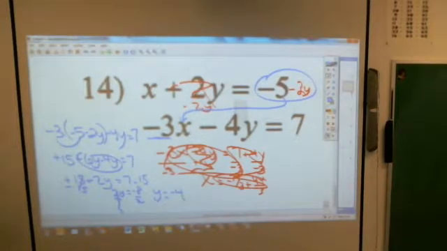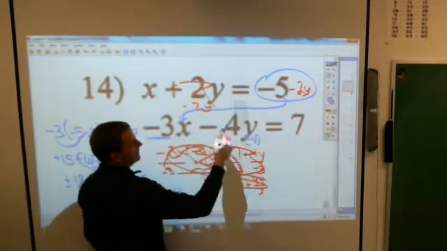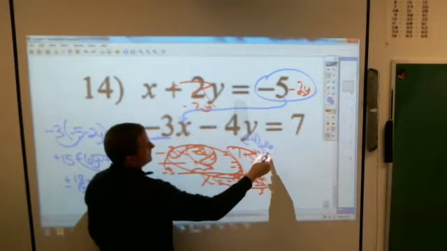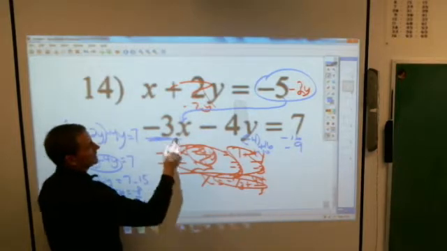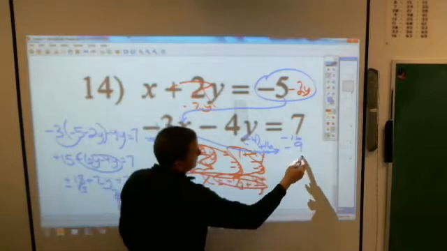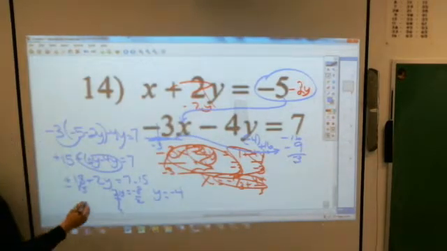And then you just put y into any of the equations. Let's put it in right here just for fun because it's a wide open space. Negative 4 times negative 4 is positive 16. Subtract 16 to get it over here. I get a negative 9. Negative 3x equals that negative 9, so you divide by negative 3. Looks like x equals 3.